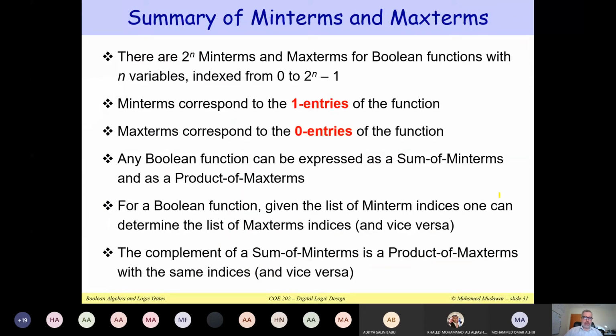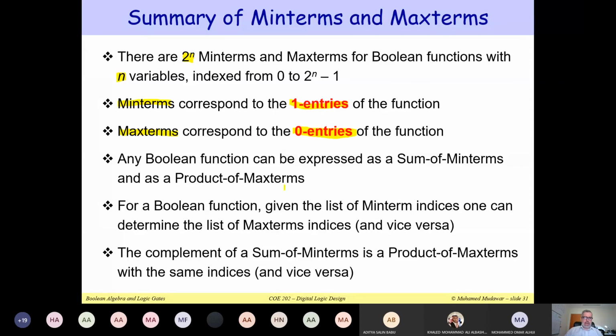So, a summary here of minterms and max terms. There are 2 to the power n minterms and max terms for any Boolean function with n variables. If the number of variables is n, you will have 2 to the power n entries in the truth table. Some of them will be 1s, some of them will be 0s. The 1s are the minterms and the 0s are the max terms. So the minterms correspond to the 1 entries in the truth table, and the max terms correspond to the 0 entries of the function.